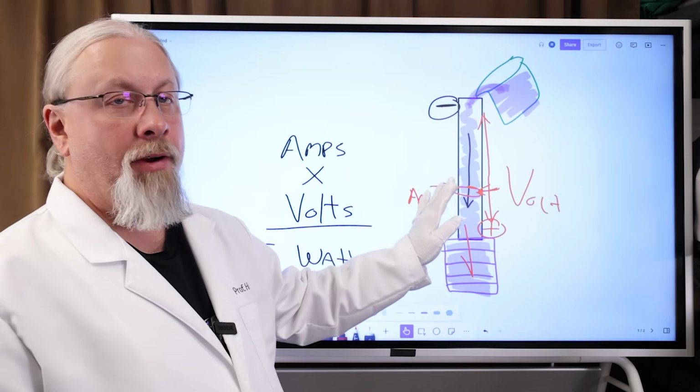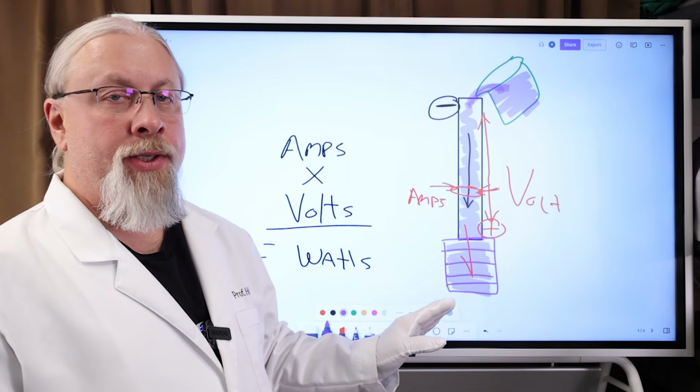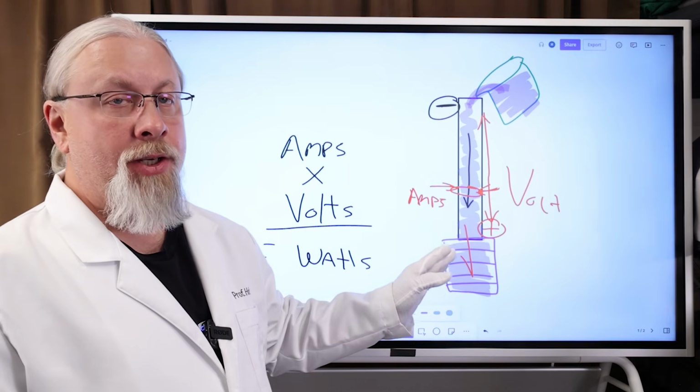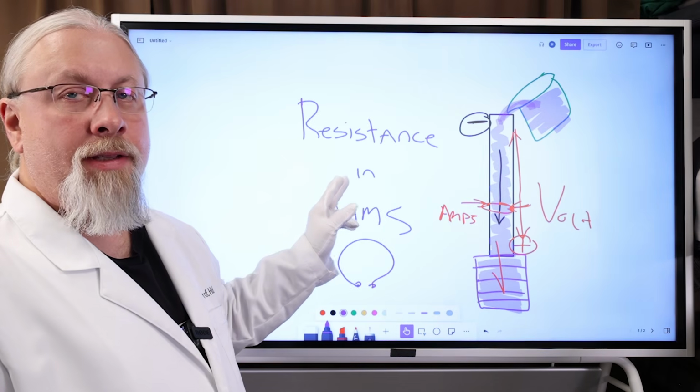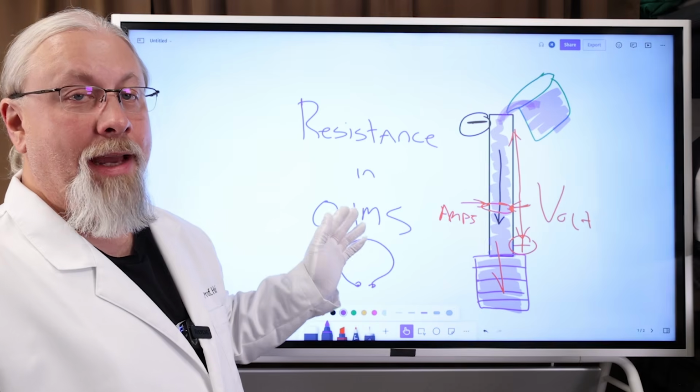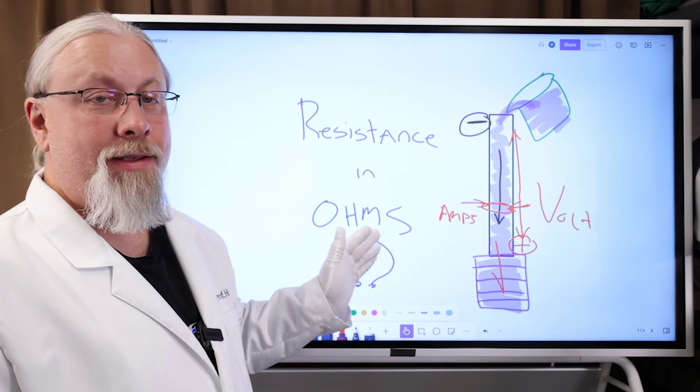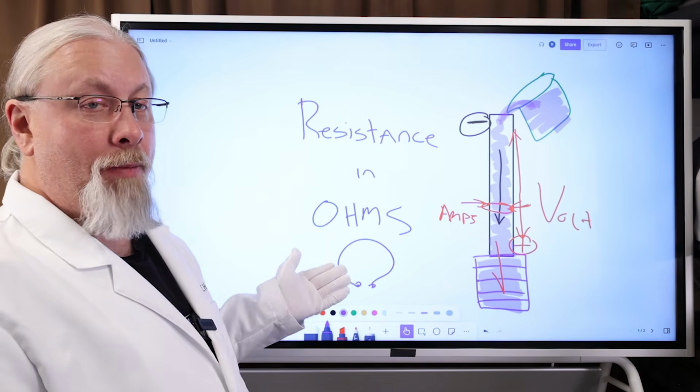So, back to the diagram. There's one concept we're still missing here that needs an honorable mention, and this is called resistance. Resistance is measured in something called ohms. And you guessed it, it's named after another physicist, George Ohm, who came up with Ohm's law.